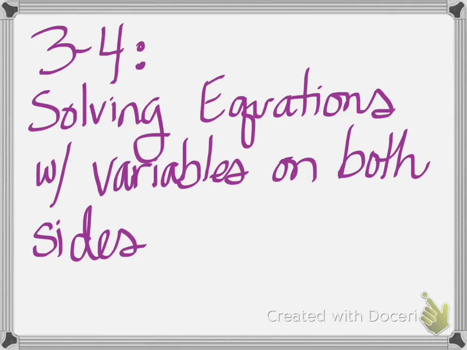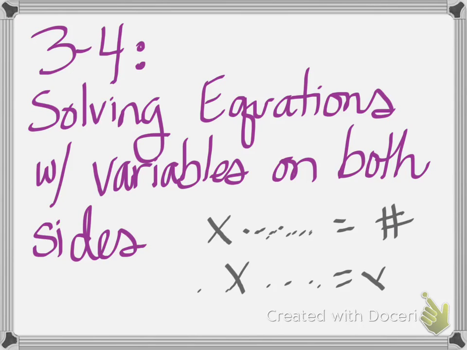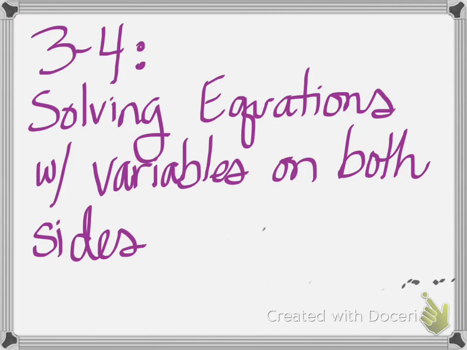Let's start 3-4, solving equations with variables on both sides. Until now, we've had a variable with some extra terms, and it always equaled a number on the other side. Now we're going to have terms over here, some with an x, and then an x on the other side too with some extra terms. So it's a little more complicated, but it also gives you as a mathematician more choice.